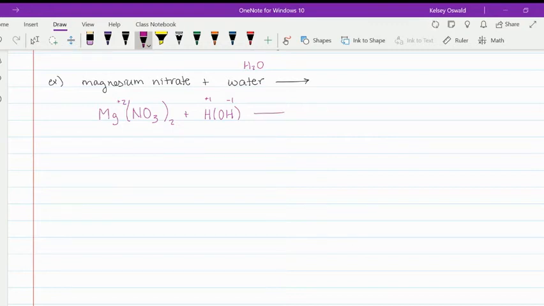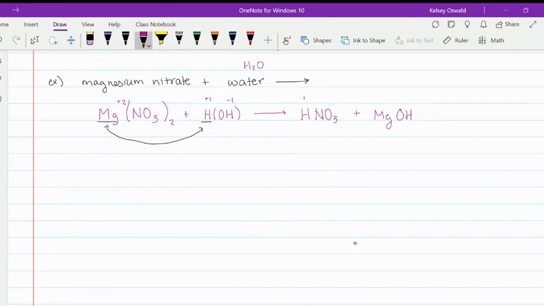Okay. So now we know this is double replacement because we have 2 compounds as our reactants. So our 2 positive ions, our magnesium and our hydrogen, are going to switch places. So this means our hydrogen is going to kick out that magnesium and form a compound between H and NO3. And likewise, our magnesium is going to kick out that hydrogen and form a compound between magnesium and hydroxide. Okay, so again, whenever we write the formulas of our compounds, we need to make sure our charges are balanced.